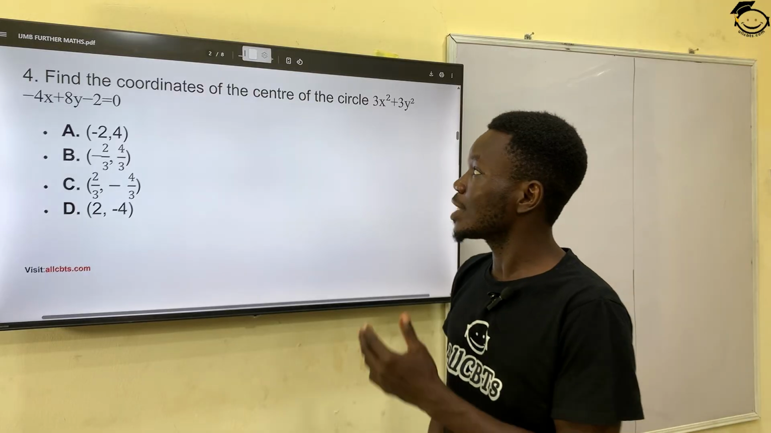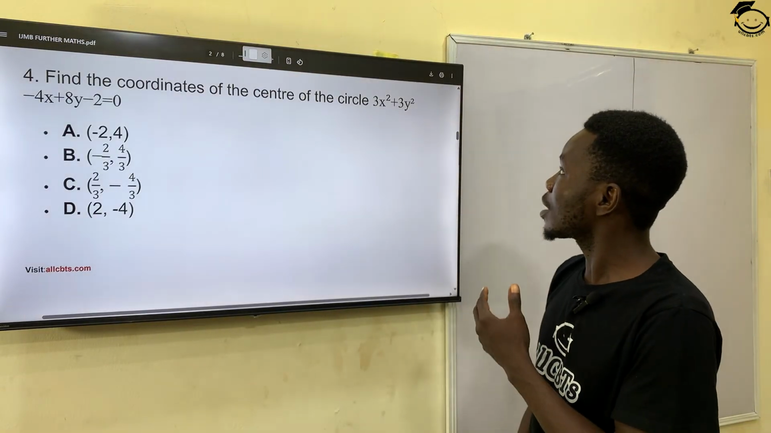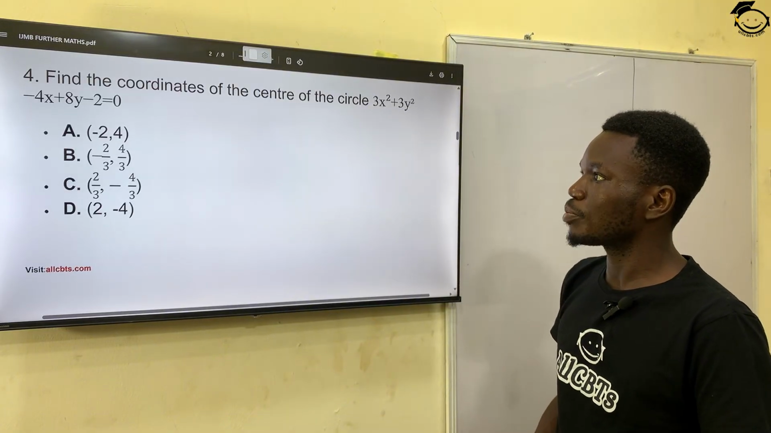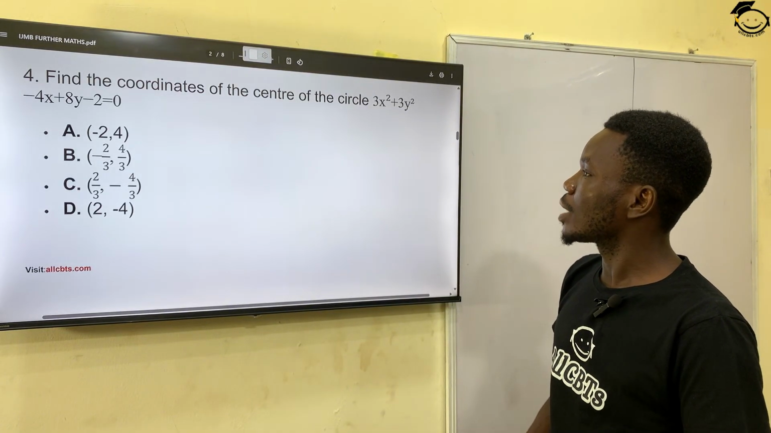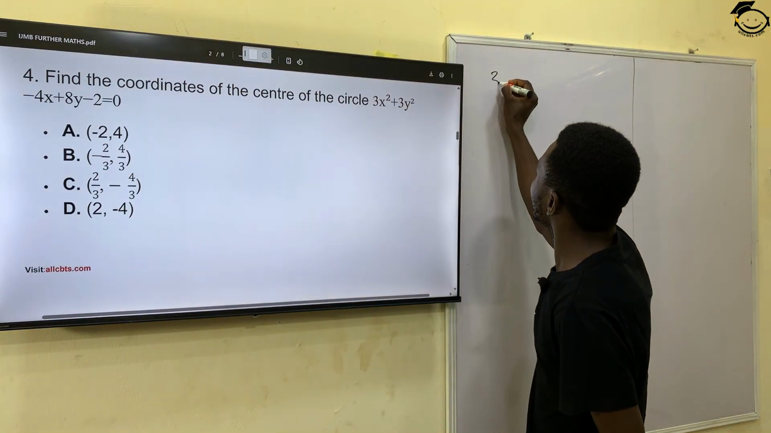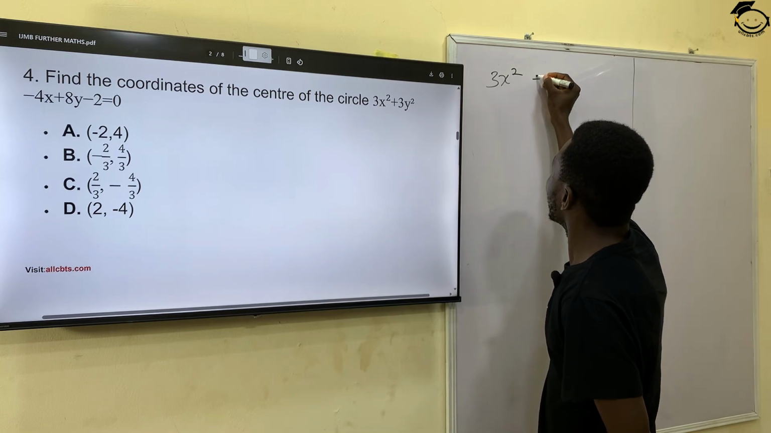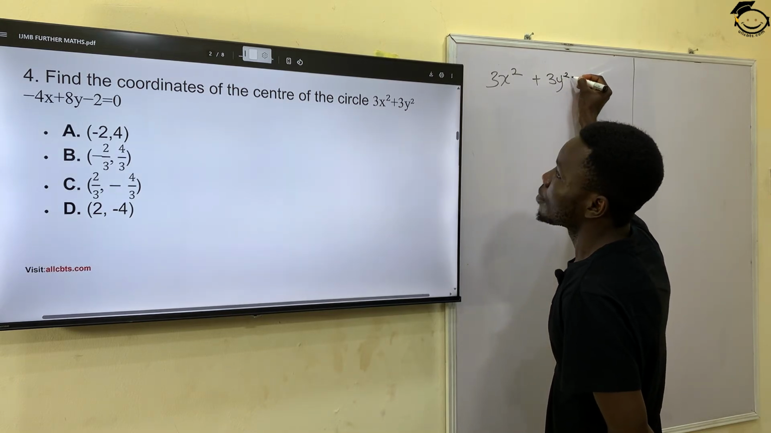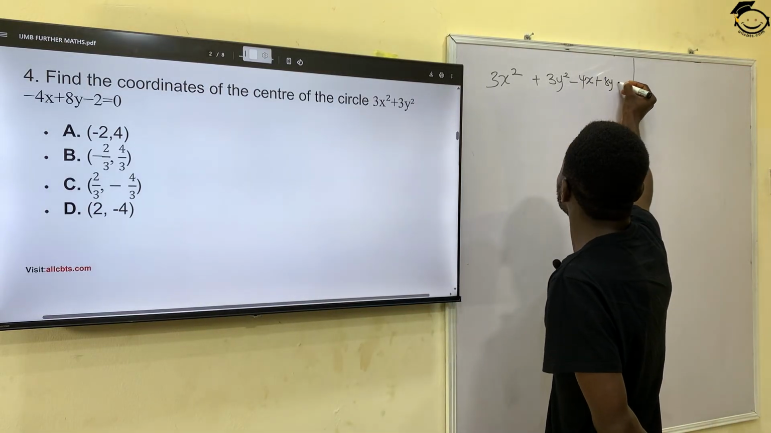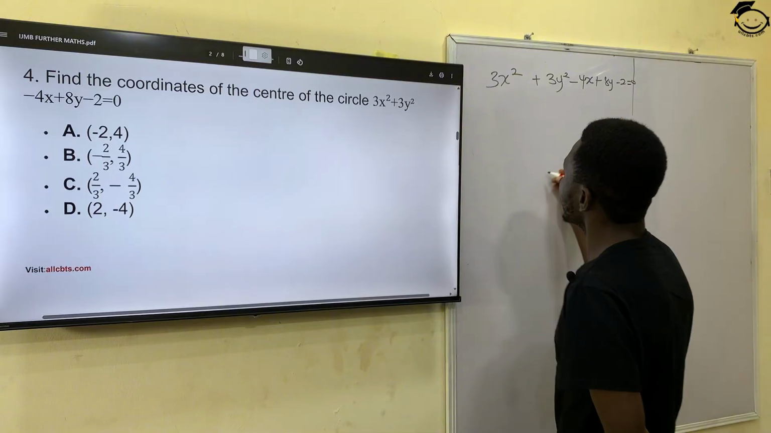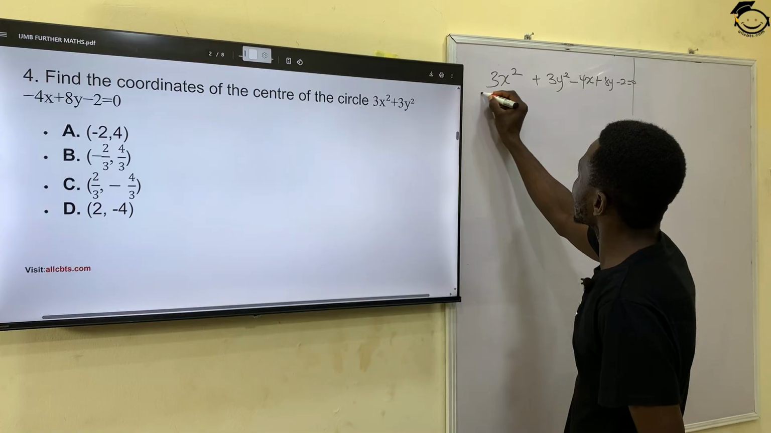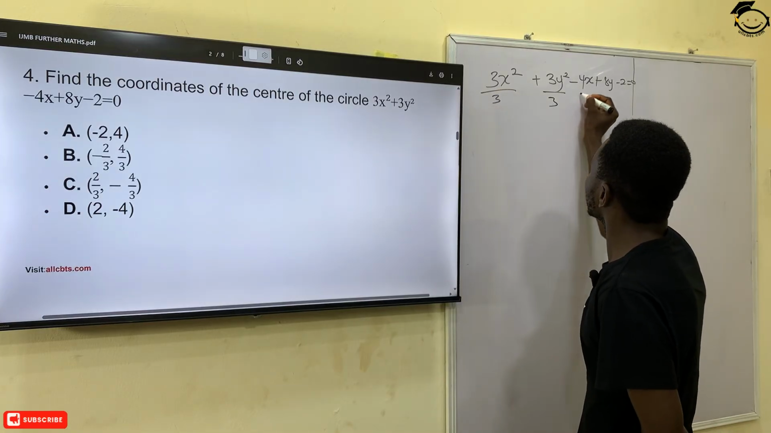Question number 4 says, find the coordinate of the center of the circle 3x squared plus 3y squared minus 4x plus 8y minus 2 equal to 0. So if we are to look for the coordinate, since we have 3x squared plus 3y squared minus 4x plus 8y minus 2 is equal to 0, the first thing we are going to do is to divide through by the coefficient of x squared and y squared, which is 3 divided by 3.